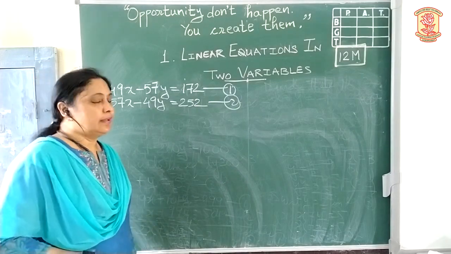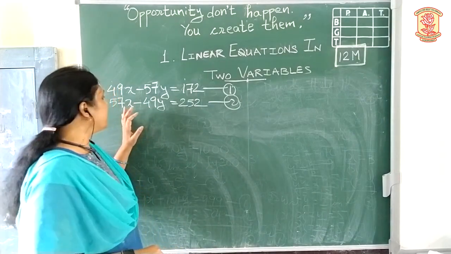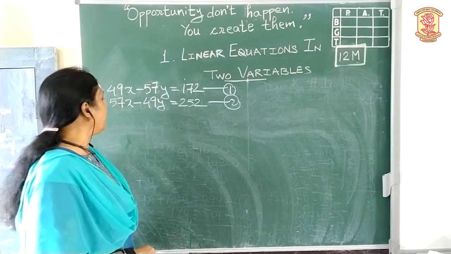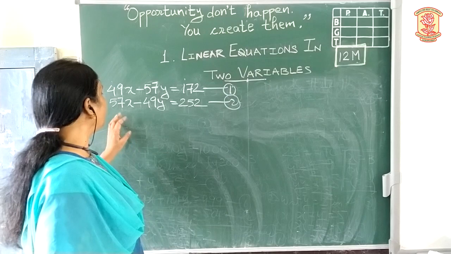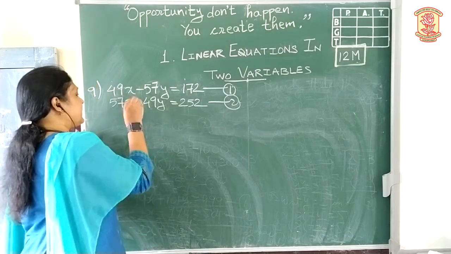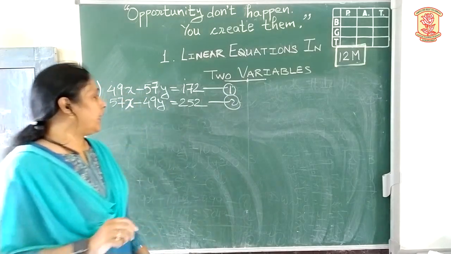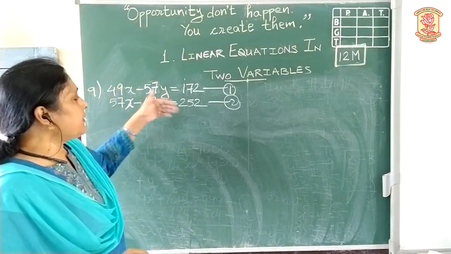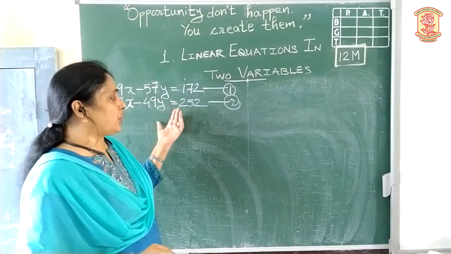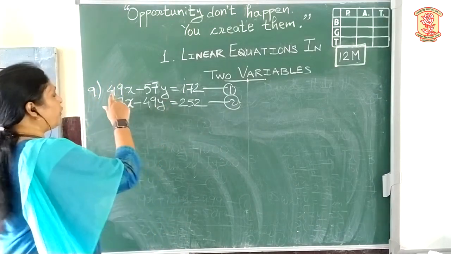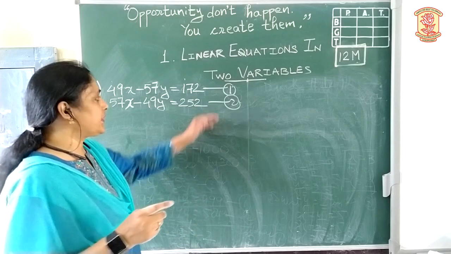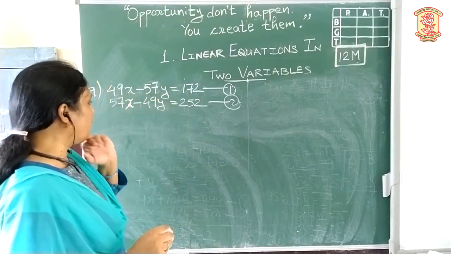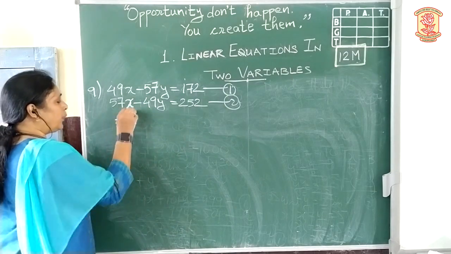Now we are going to solve the last question of this exercise, that is 49x minus 57y equals 172 and 57x minus 49y equals 252. Again, if you observe here, it is similar to what we have done in the previous question, the 8th one. Here the coefficients are interchanged. In the first and second equations, the coefficients of the two variables are interchanged. So what are we to do? We add and we subtract.